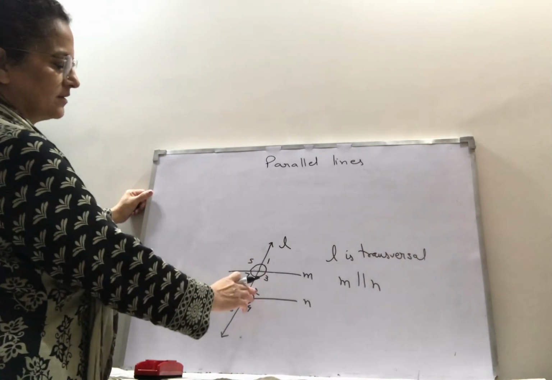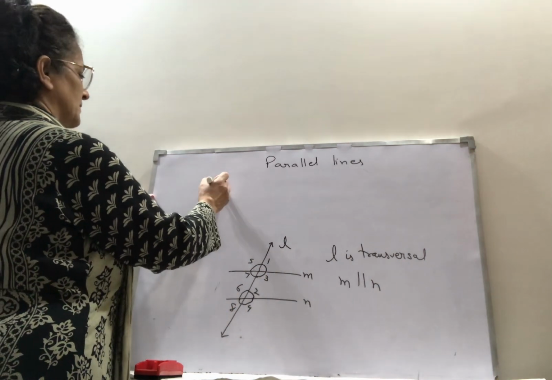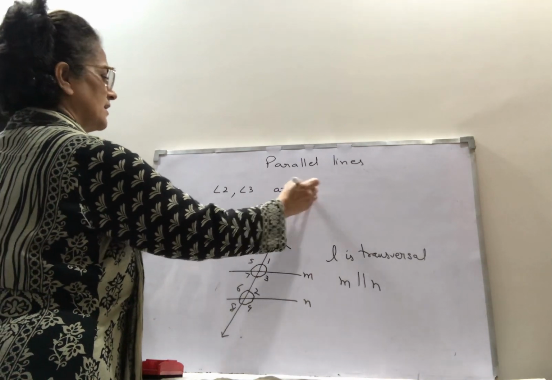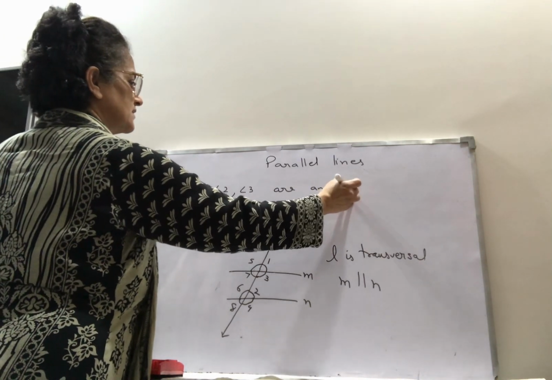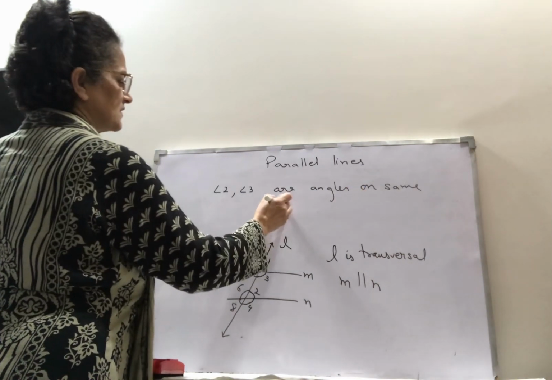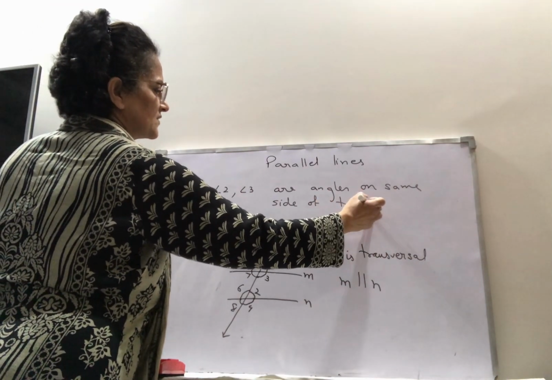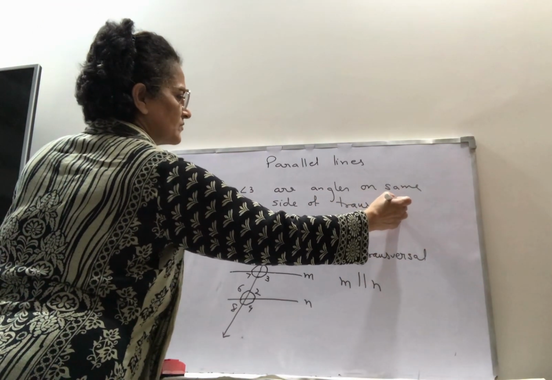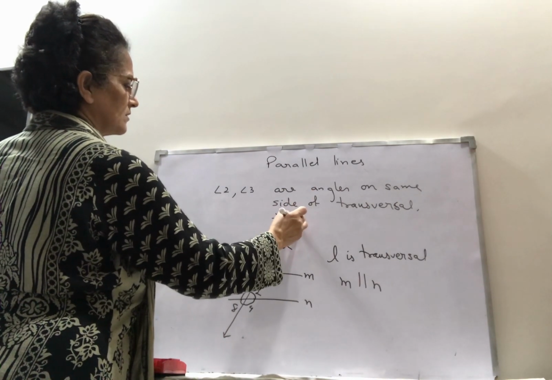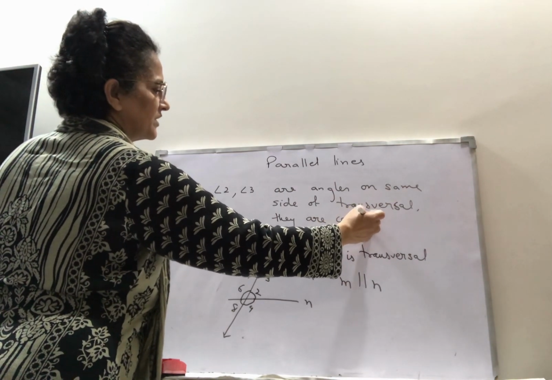Or you can say they are on the same side of transversal. Angle 2, angle 3 are angles on same side of transversal. They are co-interior.